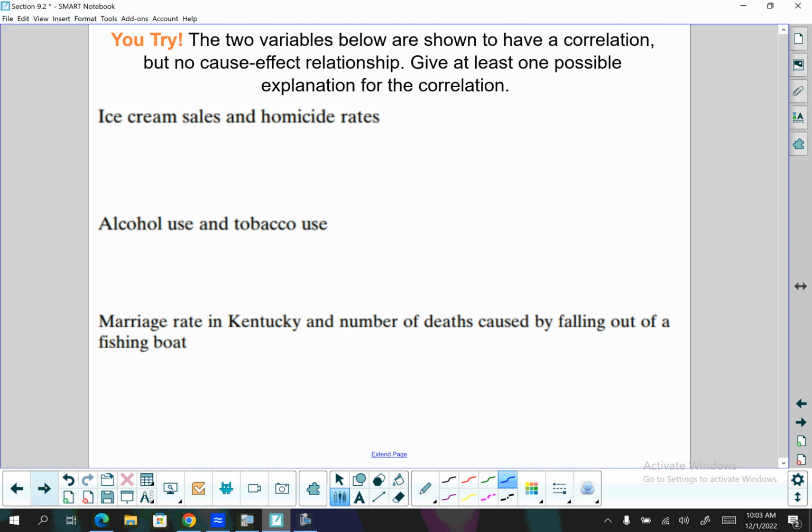Marriage rate in Kentucky and number of deaths caused by falling out of a fishing boat. Any thoughts? Yes. We said like honeymoon trips. People get married and then they fall out of the boat. So they're taking the trip on the lake. Okay. So there is a spike in lake honeymoon trips, and therefore weddings go up, and so do more people on a boat, so they fall out of the boat. Yes. Absolutely. Anything else you want to add to that one?